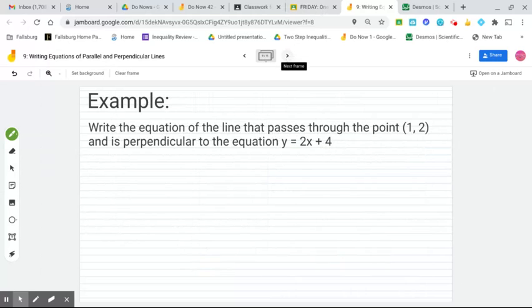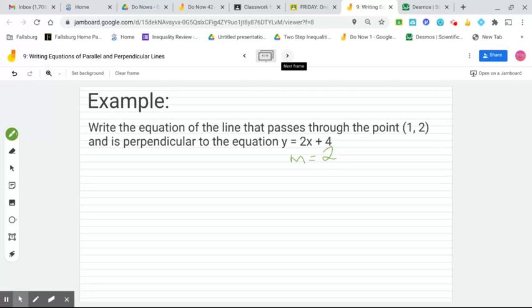Let's do an example. It says, write the equation of the line that passes through the point (1, 2) and is perpendicular to the equation y equals 2x plus 4. So we want to point out the slope of this line. The slope of this line here is 2.